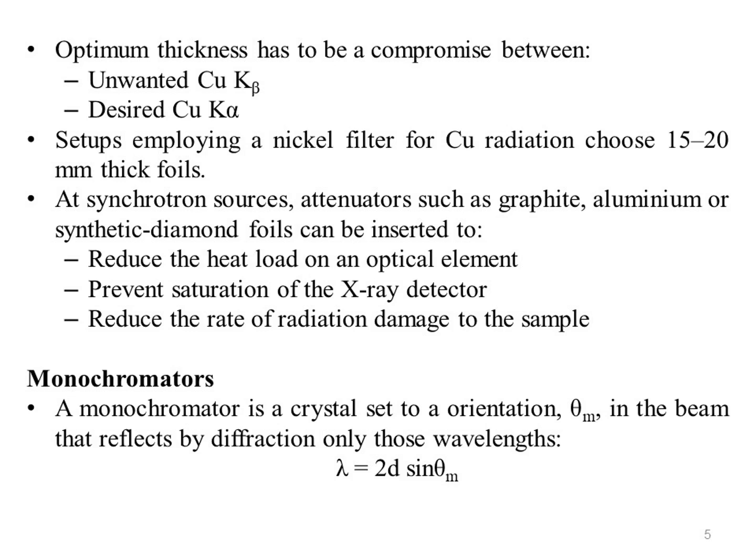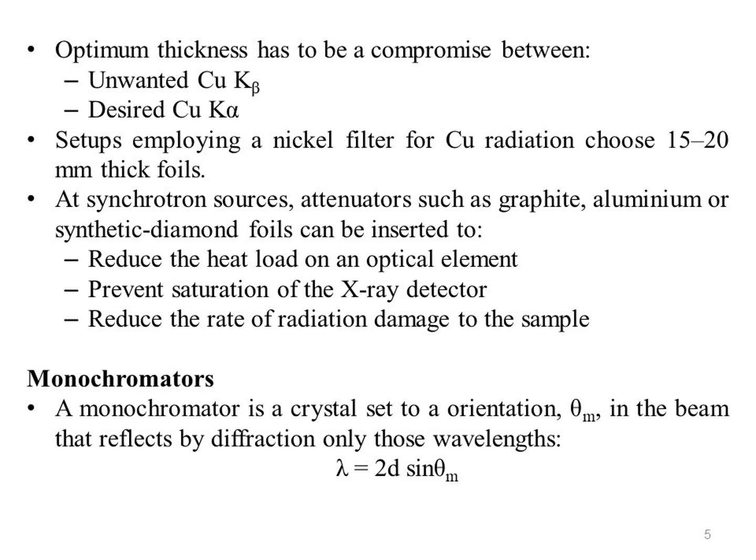At synchrotron sources, attenuators such as graphite, aluminium or synthetic diamond foils can be inserted into the primary beam path to reduce the heat load on an optical element, to prevent saturation of the X-ray detector, or to reduce the rate of radiation damage to the sample. And after filters we will discuss monochromators.